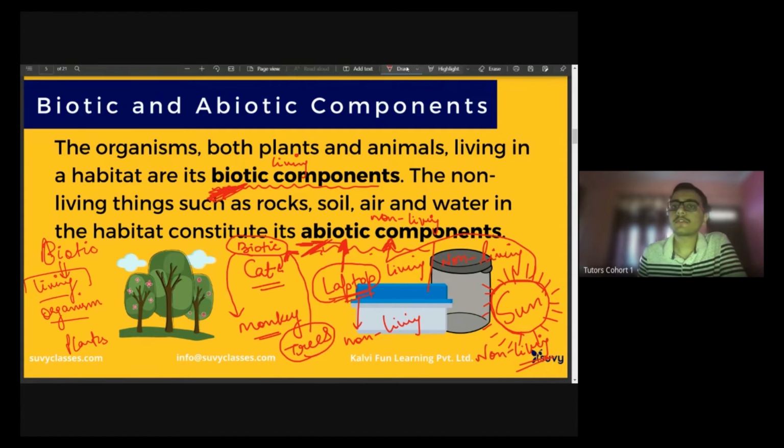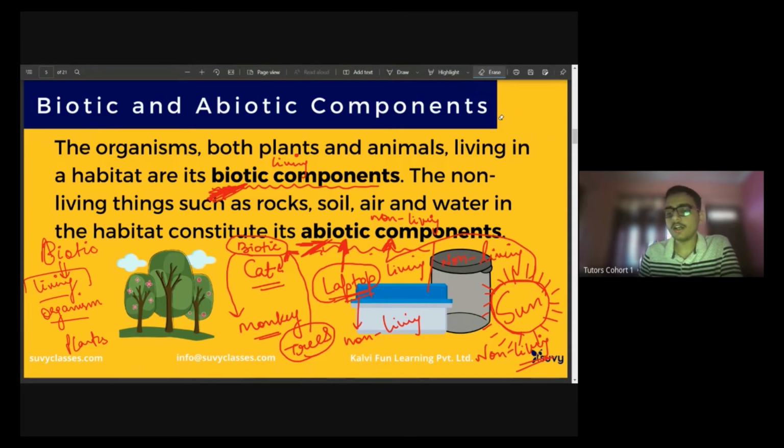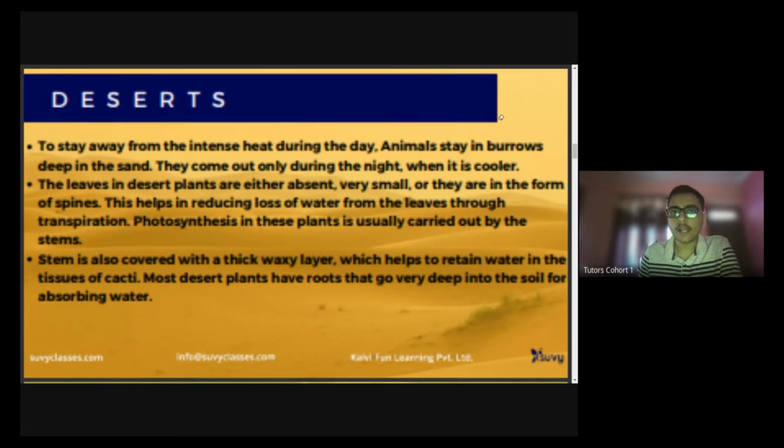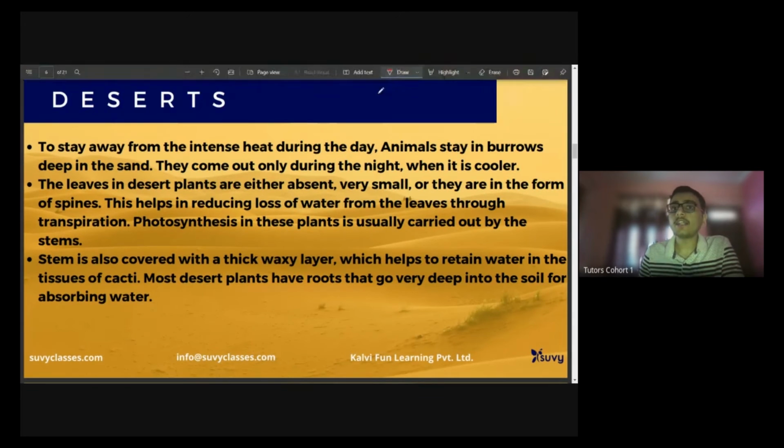Okay. So now I hope this is clear. Now we'll move to the next one, deserts. Like we are discussing habitats, right? In habitats, in the first slide we saw there was a desert. So let's talk about desert now.